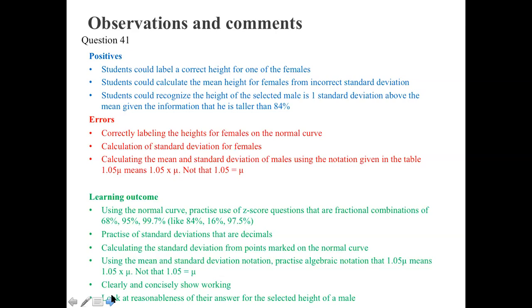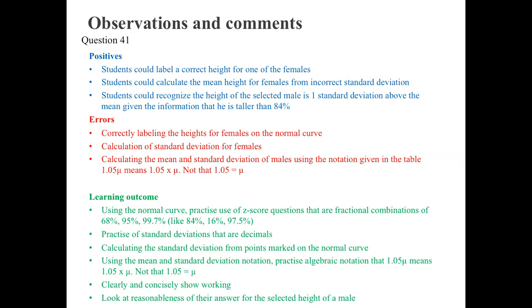Then they also struggled with that second table, because in the second table, they actually had to look at that notation. And when they saw that the male mean was 1.05 mu, a lot of them thought that the mu for the males was 1.05, not that it was 1.05 times the mean of the females. So that notation sort of threw them.